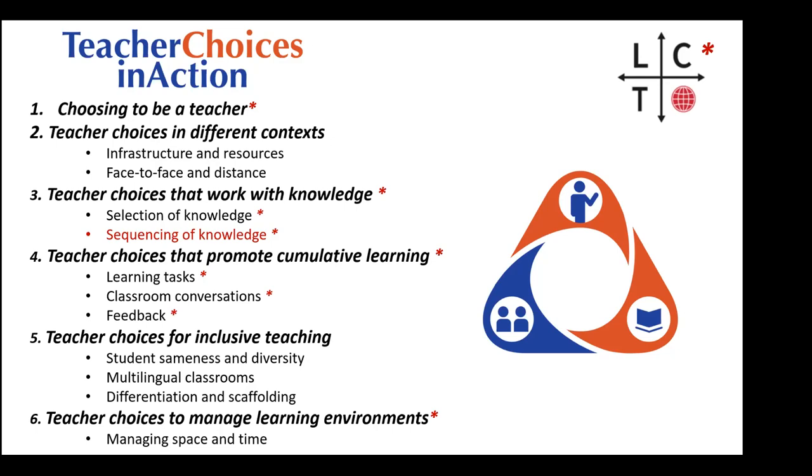And so as we went through the different units, we highlighted different parts of the logo in terms of what part of this three-way relationship between teachers, learners, and knowledge we were working with. So in terms of unit three, the teacher choices that work with knowledge, we are looking very strongly at the teacher and the relationship with the knowledge. And that's why those two parts of the triangle are highlighted.